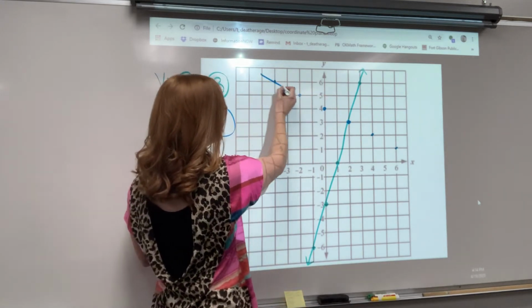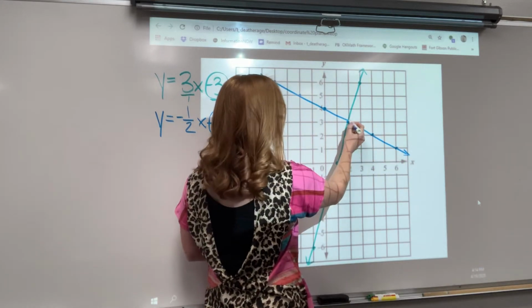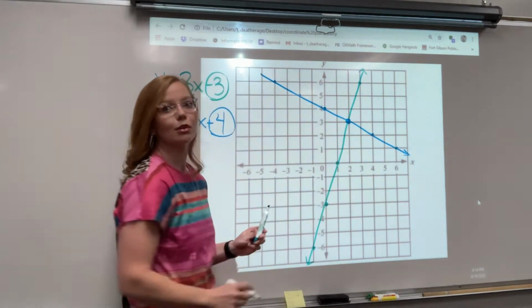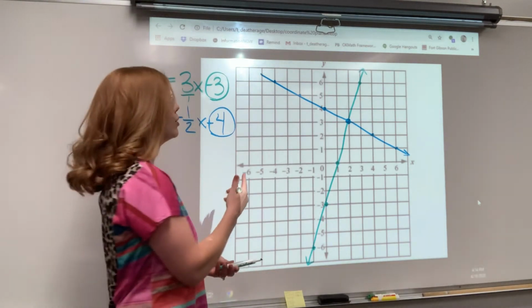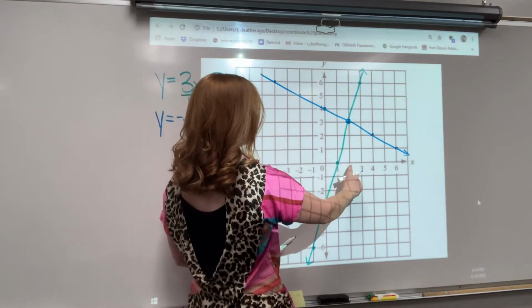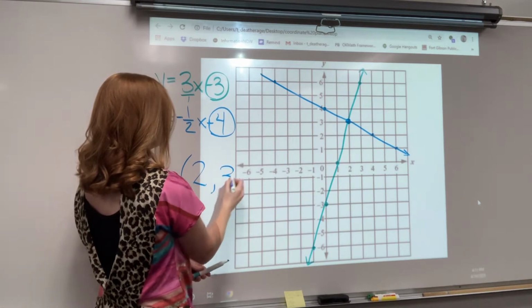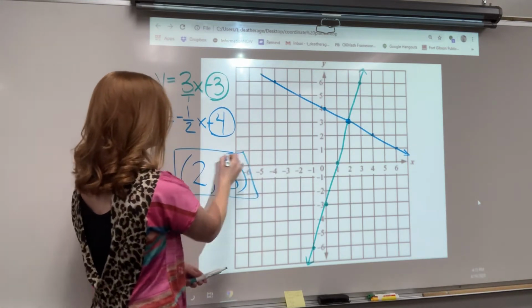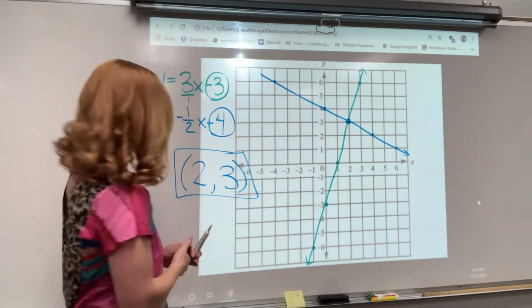Now whenever I make my line, I can see that right there is their point of intersection. So the solution to this system of equations is this coordinate, which is 2, 3, because it's always x comma y. So it's 2, 3. And that's my solution. Let's do another one together.